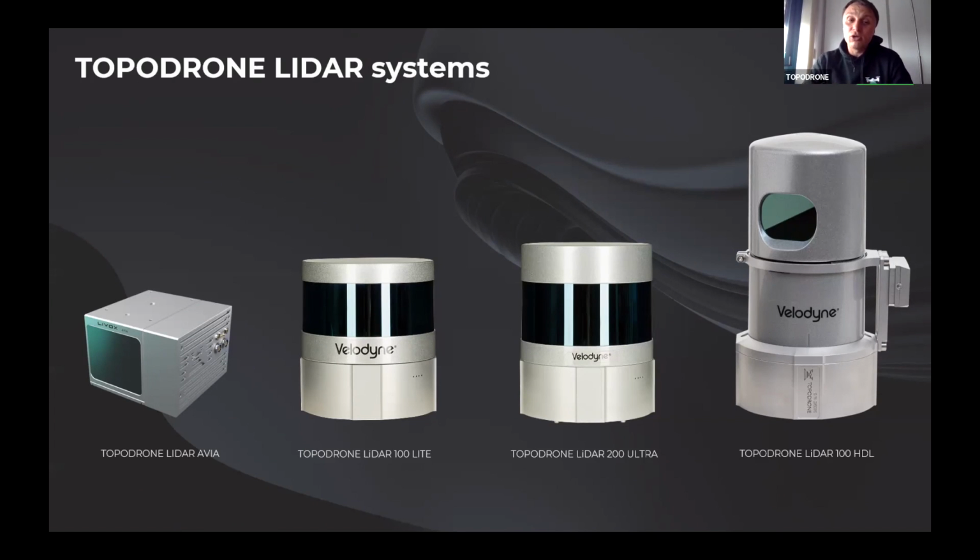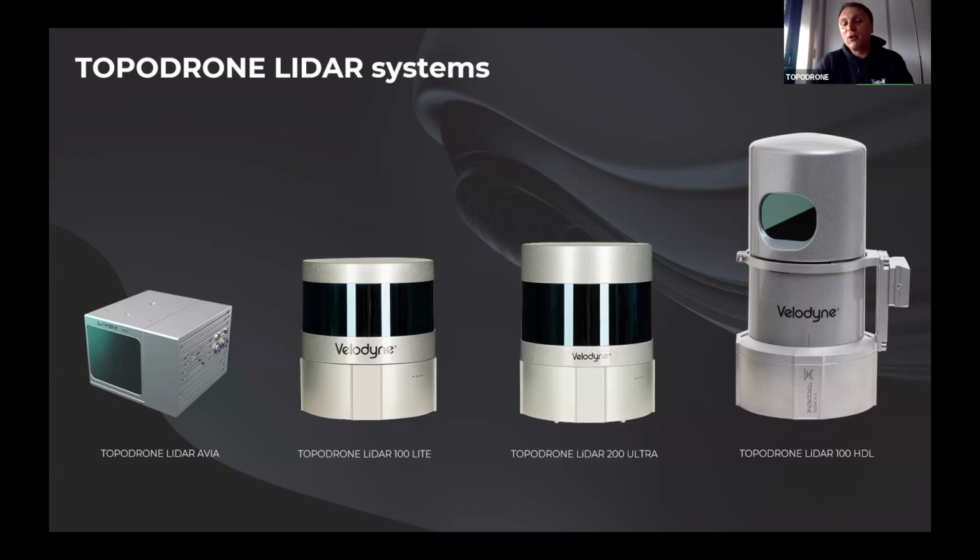First of all, Topodrone LiDAR 100, which is based on the Puck sensor, but it is not the original Puck sensor. It's a specially adapted sensor for mapping, a high-res model of this sensor. It has different angles of acquisition. As a result, it has 16 lasers, but the angles between the lasers are smaller, and as a result, you will get a more detailed point cloud with less noise.